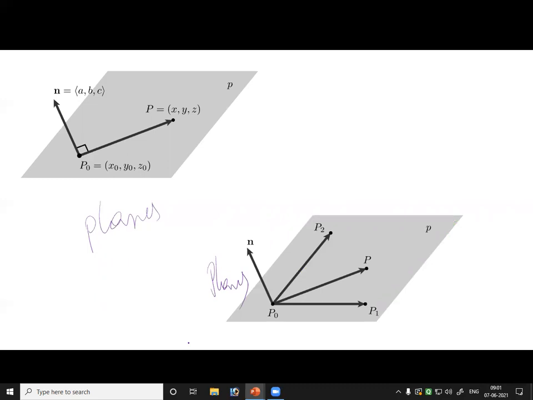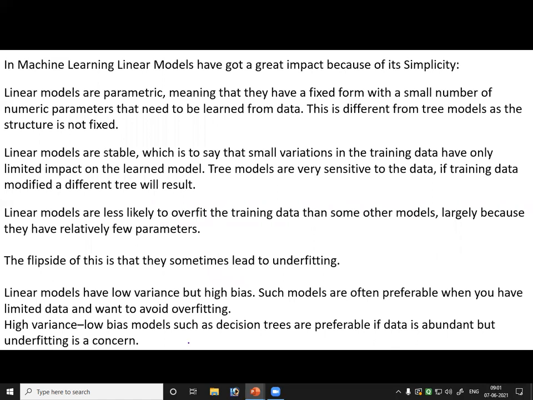Basics of mathematics. Right, in machine learning, now we are going to learn what are called linear models and what the differences are between them and the tree models or rule models we already just learned. What are the differences between linear models and tree models? In machine learning, linear models have got a great impact because of their simplicity. They are very simple. Why are they called simple?